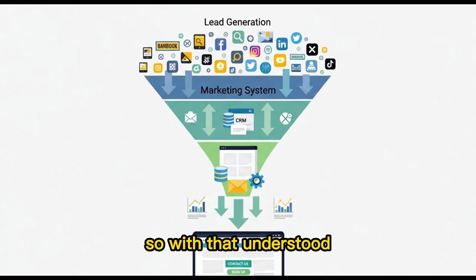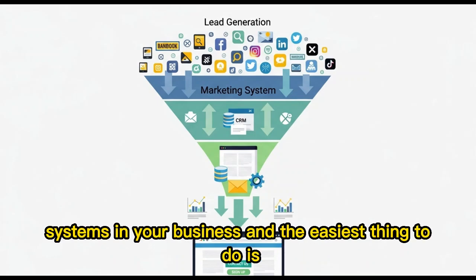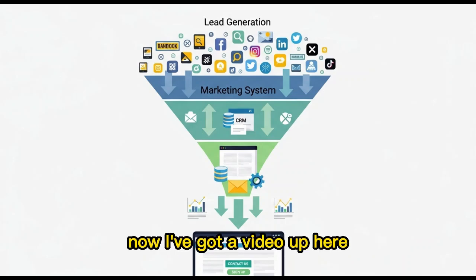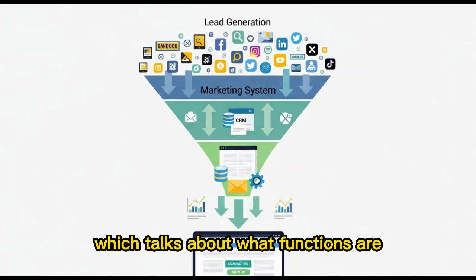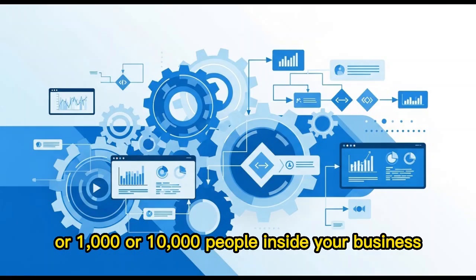So with that understood, what I want to start doing is breaking down how you go about identifying systems in your business. And the easiest thing to do is start within the functions of your business. Now I've got a video up here which talks about what functions are in every single business, and you might be a single person or 1,000 or 10,000 people inside your business.